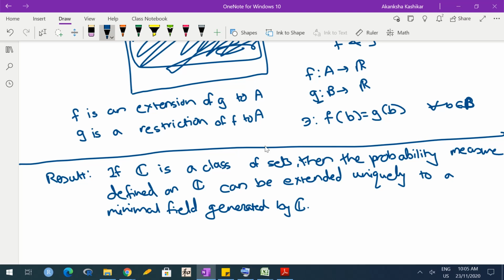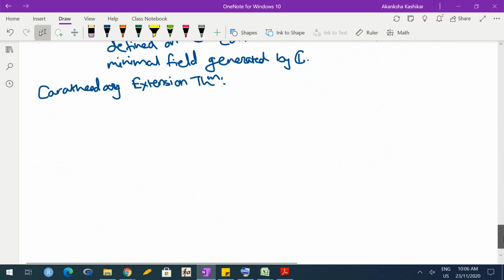Uniquely extend means there is no doubt, there are no two values. So if two people try to extend, both of them will assign the same values of probability to the additional sets. And then there is one more very important theorem, which is known as the Caratheodory extension theorem. This theorem says that from the minimal field you can further go to the minimal sigma field.